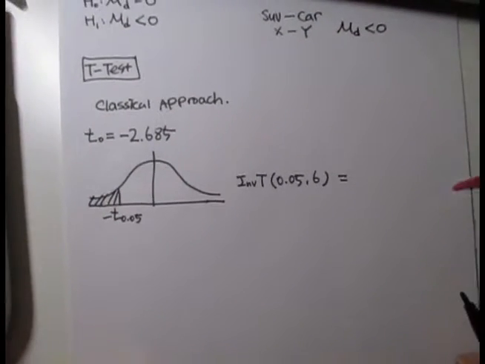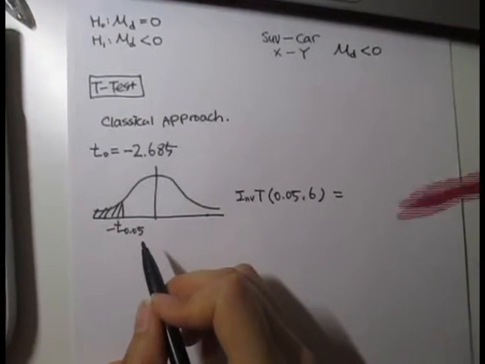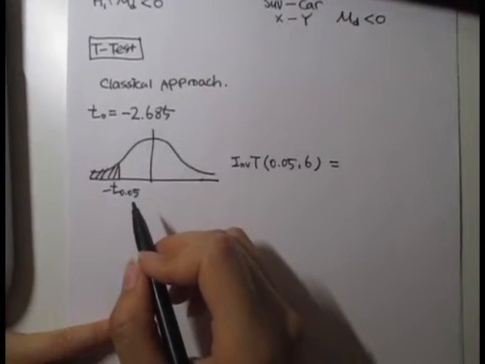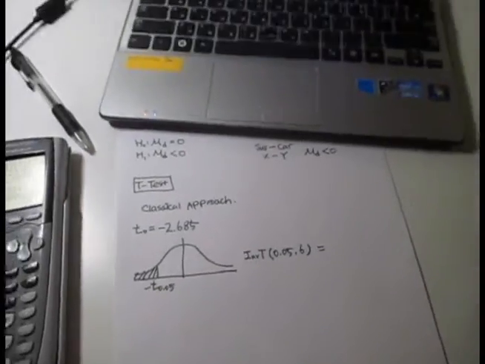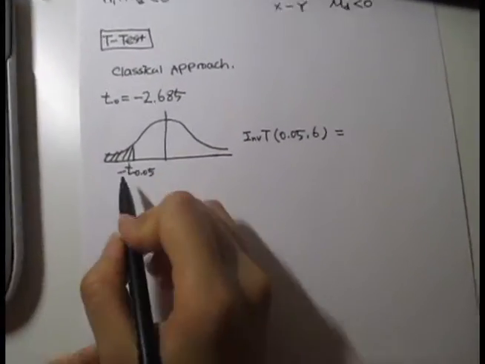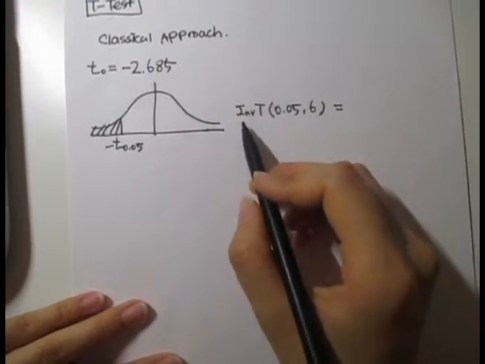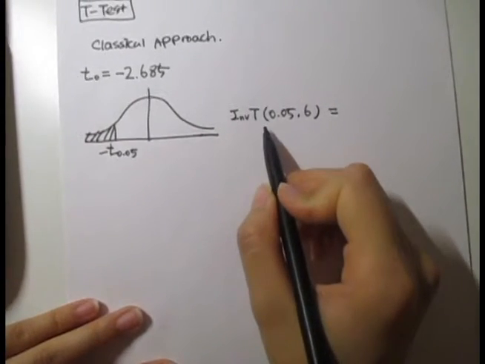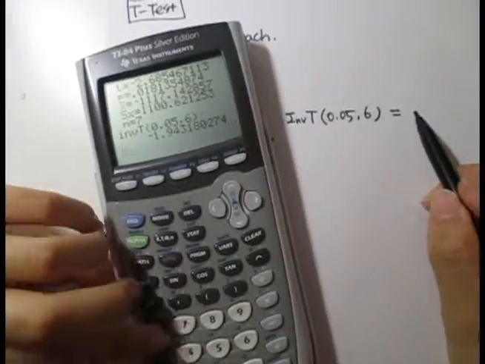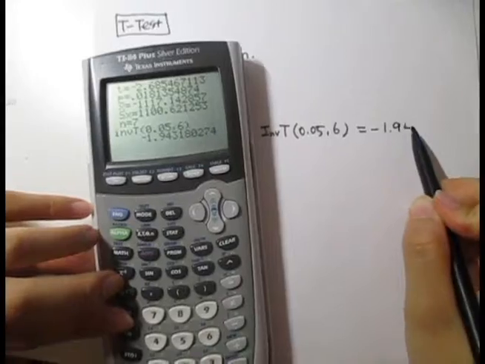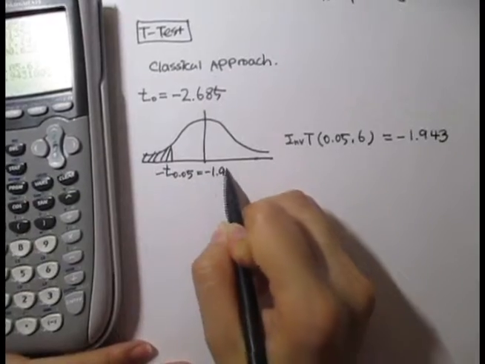Because this is a left tail test, we determine the critical value at the alpha equals 0.05 level of significance with n minus 1 equals 6 degrees of freedom to be minus t sub 0.05, and we use inverse t to get this, and it's going to be minus 1.943. So this is minus 1.943.